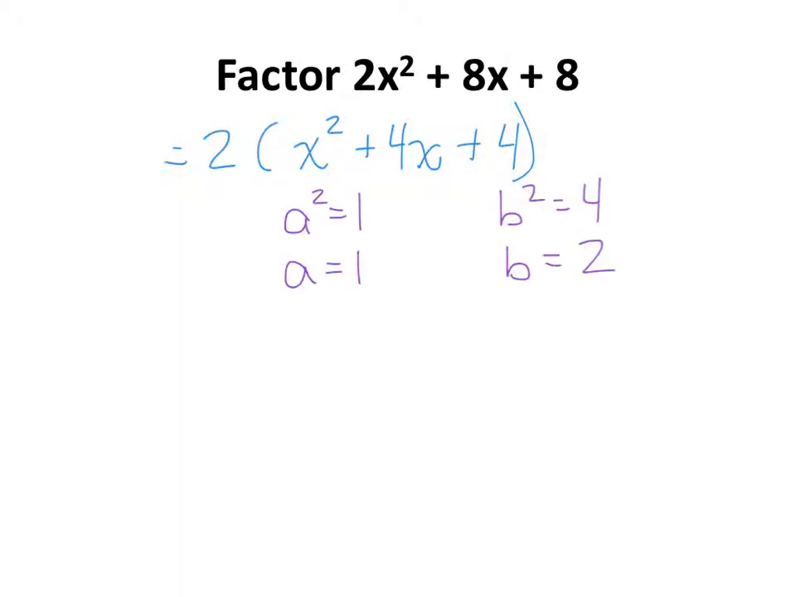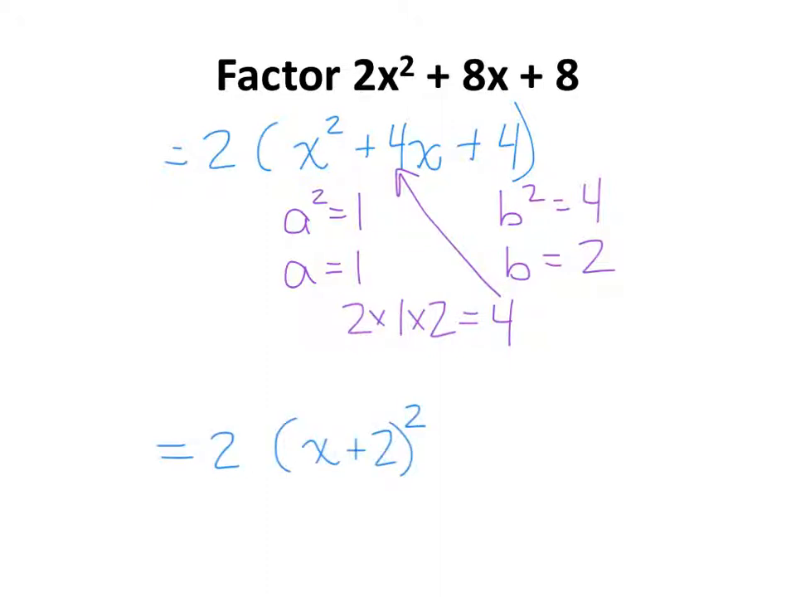I think that a squared is 1, so the square root will be a equals 1, and I think that b squared is 4, so the square root b is 2. Now I'll check that middle term. Two groups of a times b does match up with what I have, so I'm ready to write down my fully factored form with the perfect square. And here's my final answer. Notice that the 2 we originally factored out is still part of this final answer.